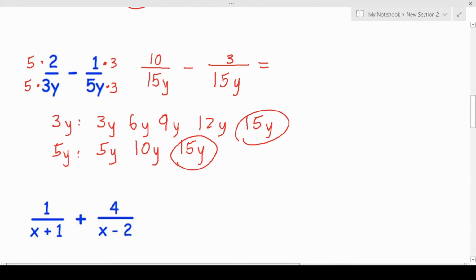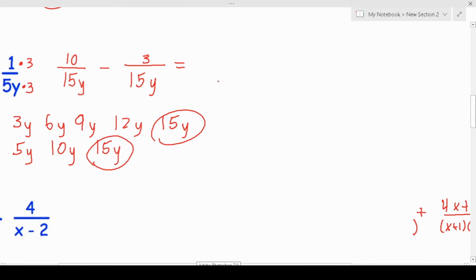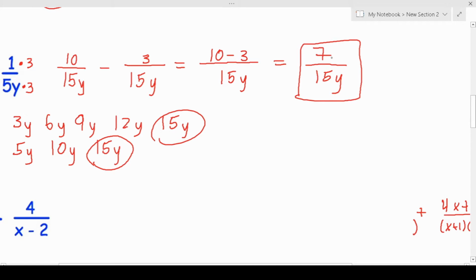Now we can do the subtraction. Again, we're just subtracting what's in the numerators, and the denominator is going to stay the same. So this becomes 10 minus 3, which is 7 over 15y. And since we can't factor out a common term between 7 and 15, we can't reduce this any further.